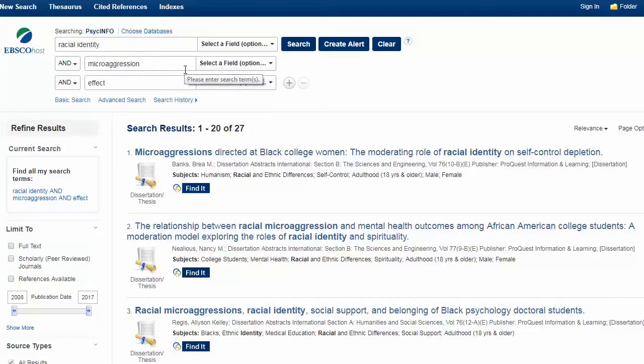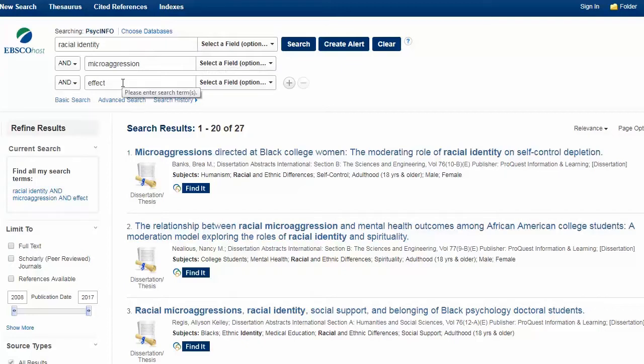You're just reorganizing them so that maybe they're a little easier to keep track of in your own mind. So think of these extra search boxes as just a way to organize your thoughts. As you can see, I broke up our search string essentially by the three concepts being represented. So racial identity right here is a search term, or a set of search terms, and it's an idea in its own box. Then microaggression in its own box, and then effect in its own box.